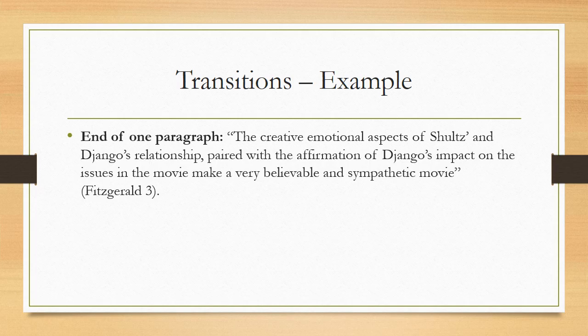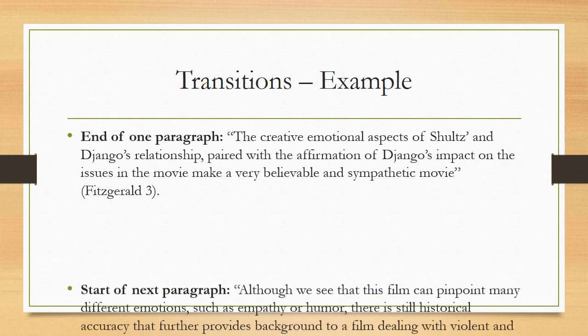And then you've got Django's character is very affirmed, rather than a stereotype or something condescending about the character who's a slave, the African-American character. This is a very positive, affirming portrayal of the character. And so it makes the movie sympathetic. We're drawn to this appeal of this positive portrayal of an African-American character, but also believable because of the creativity and emotion. So we know what this first paragraph is about, and the writer has wrapped it up nicely with a nice concluding sentence. How does the next paragraph start?